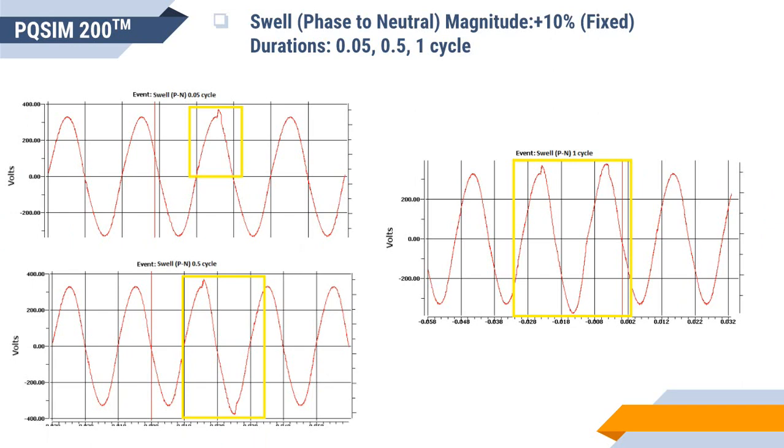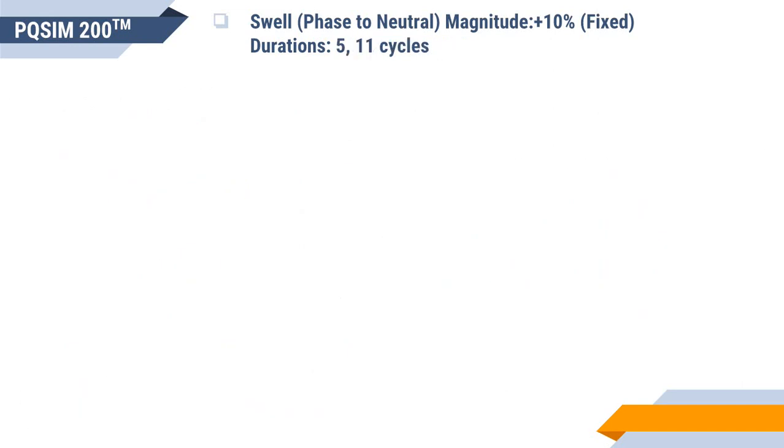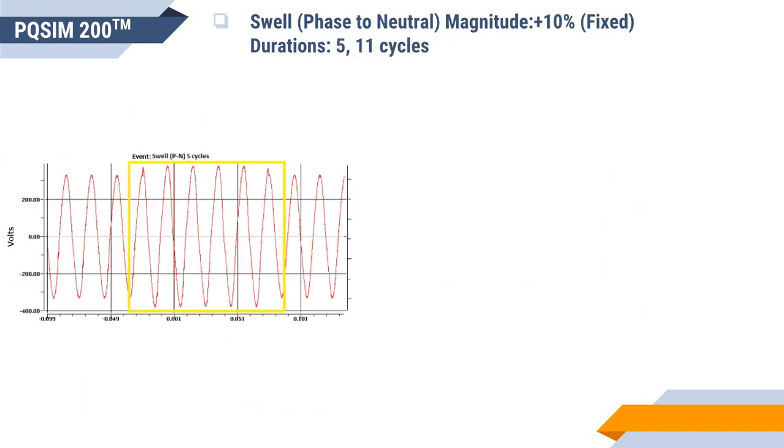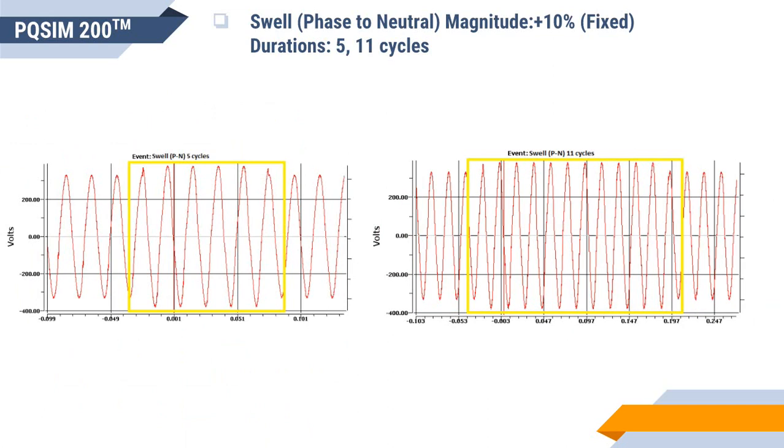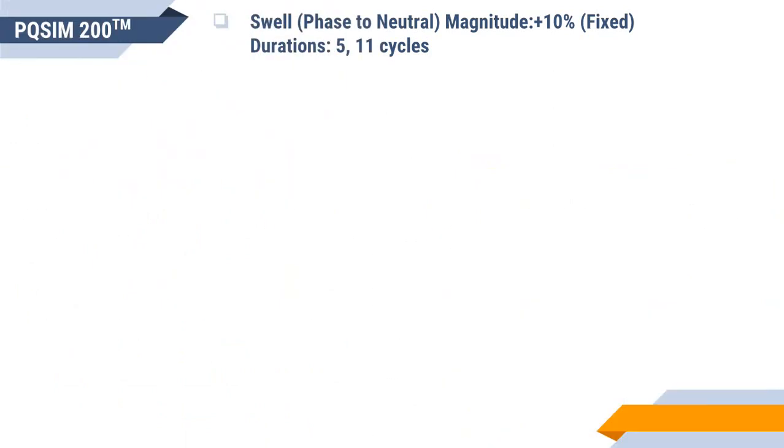Waveforms of swell phase to neutral, 0.05 cycle, 0.5 cycle, and 1 cycle at a magnitude of 10%. Waveforms of swell phase to neutral, 5 cycles and 11 cycles at a magnitude of 10%.